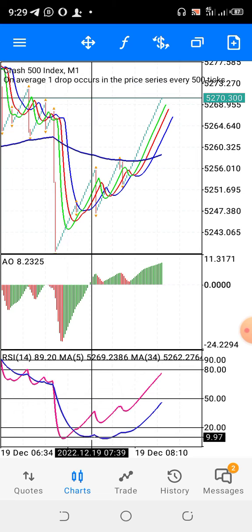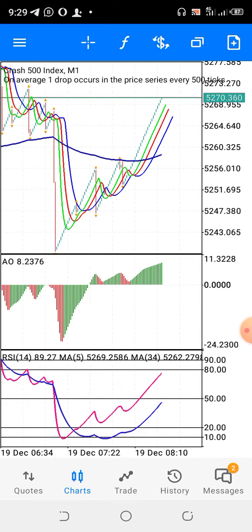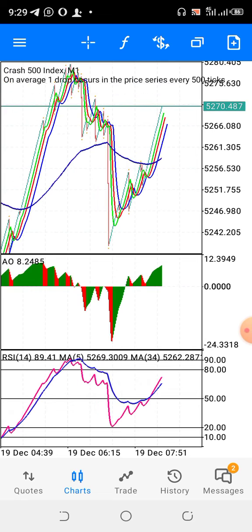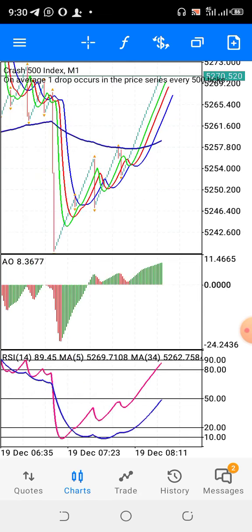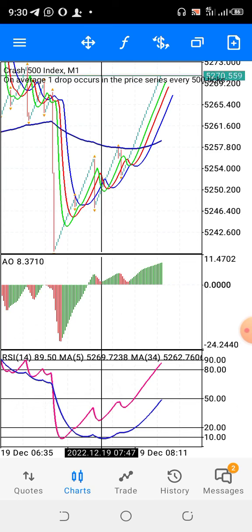I mean, for scalping on all the crash. This strategy also works for step index, boom and crash, volatility, and even crypto. It even works on options. All right, so it is tested and trusted. Once you have something like this, when are you going to place your trade?